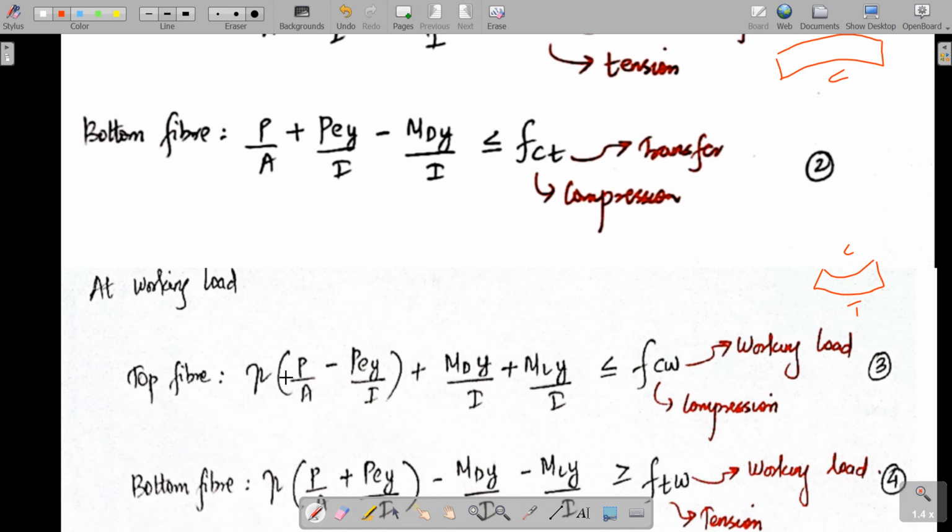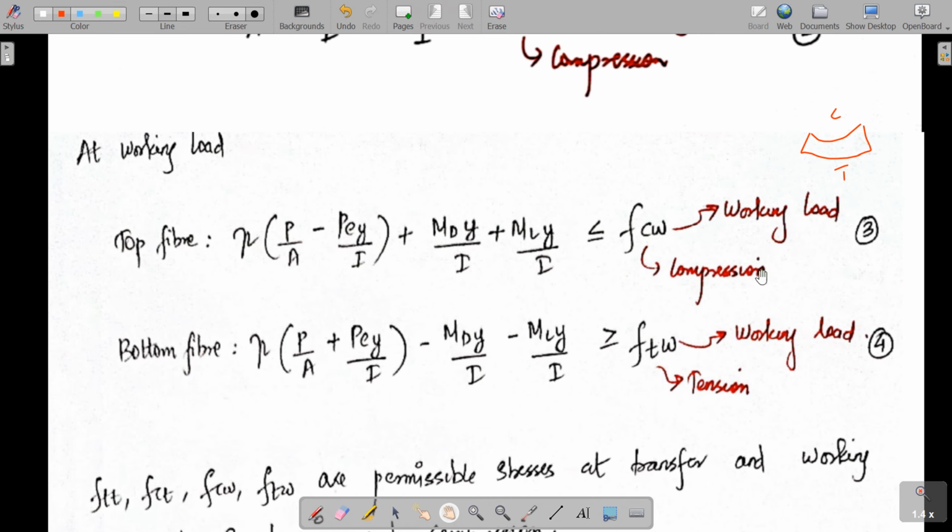So the top fiber stresses should be, after deducting the losses, that is loss factor into P by A minus P into E into Y by I plus dead load moment into Y by I plus, here it's the time of working, there is live load moment also, ML into Y by I, must be less than or equal to the allowable stress in compression at the time of working load. Similarly at the bottom fiber you have tension, so this bottom fiber's tensile stress must be greater than FTW, that is the allowable tensile stress at the time of working.